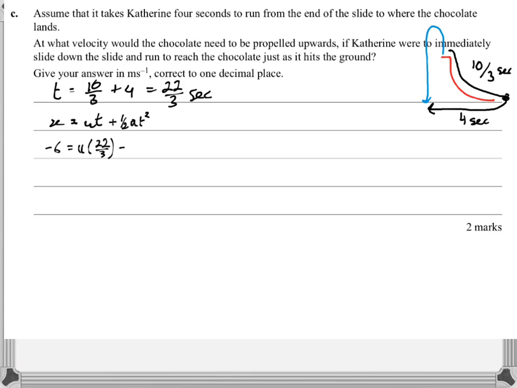So put in your values and solve for u, and we do that on the CAS. u equals 35.1 to correct to 1 decimal place. Make sure you read the question properly and you always answer it according to the instructions of the question.